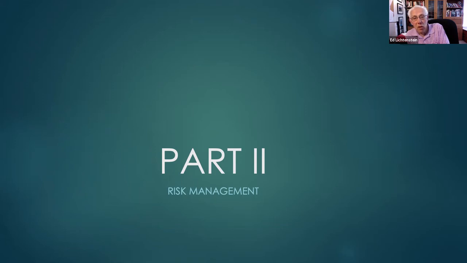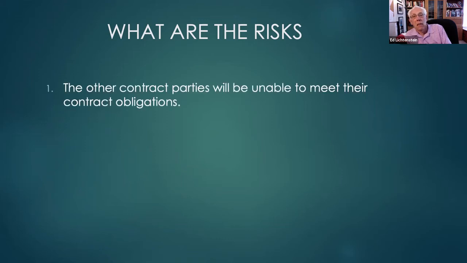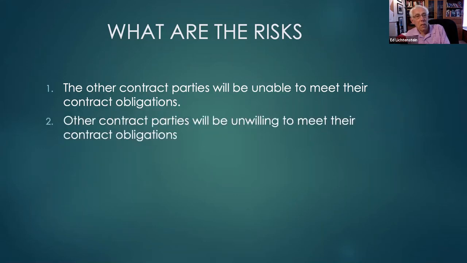Okay. Part 2, I want to talk about risk management. What are the risks? We've talked a little bit about them, but now we're going to go into some more detail. First risk: the other contract parties will be unable to meet their contract obligations. That can be for innumerable reasons. It's not that they don't want to do it, it's just that they can't do it. There are going to be reasons for that, and we'll talk a little bit more about them.